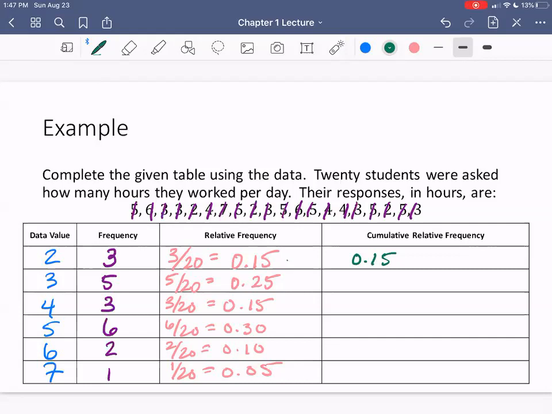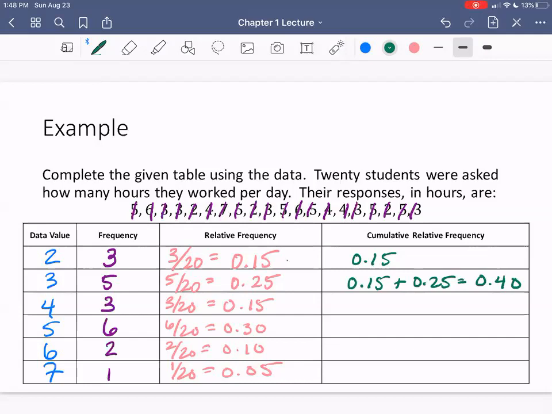On the next row, I'm going to write down what I first have previously. So my very previous was 0.15. And now I'm going to add it to what's in that row, which is 0.25. When I add those together, I get 0.40. So up to that second row, my cumulative relative frequencies are 0.40. So 40% of my data are either a 2 or a 3. That's the way you would also read this.